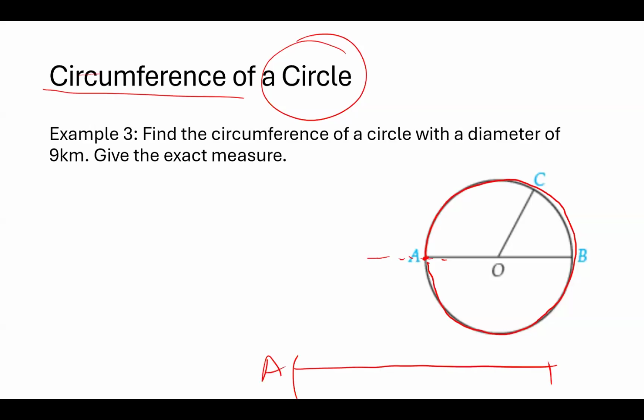So A starts here and then it goes all around. You get to B, which is the middle. So that would be in the middle. And then you get A at the end. If you could extend it, that is the length around the circle. That is what we call the circumference.